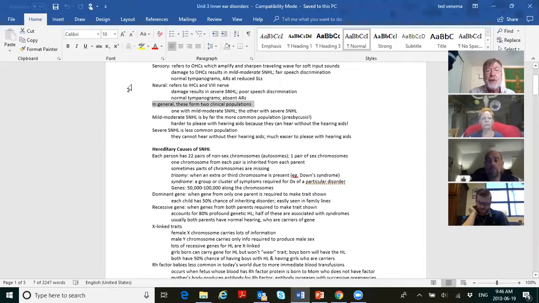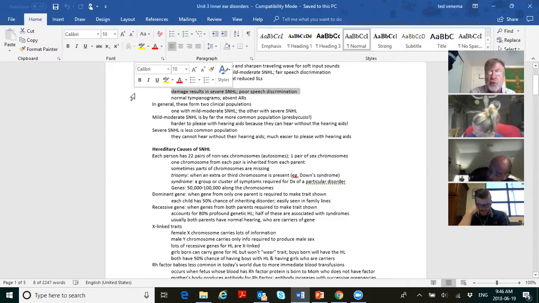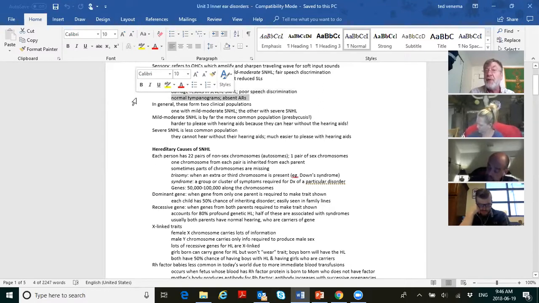So again, neural refers to inner hair cells and eighth nerve. Damage results in severe loss, poor word recognition, normal tympanograms, and looky, absent acoustic reflexes. Absent acoustic reflexes. And when you think about that, what is the acoustic reflex? Okay, it's the tightening of the little muscles of the middle ear. And the acoustic reflex arc, what does it involve?